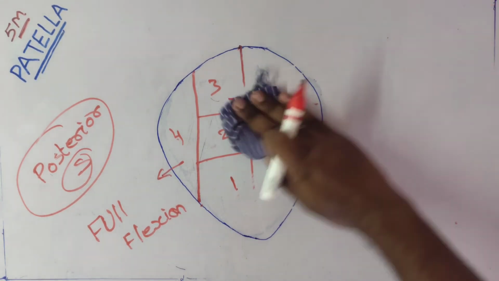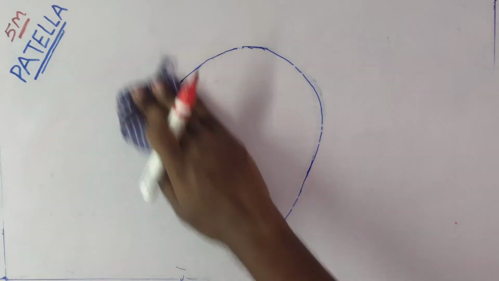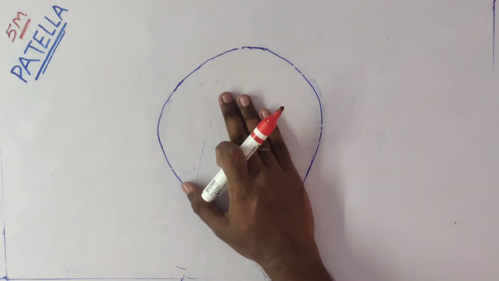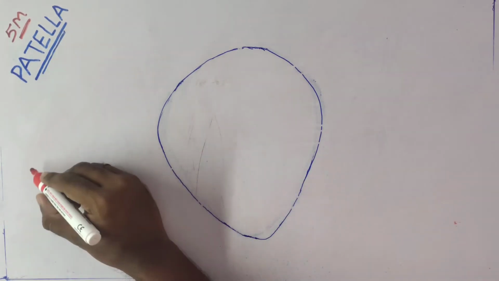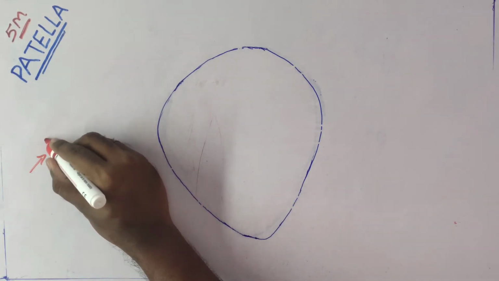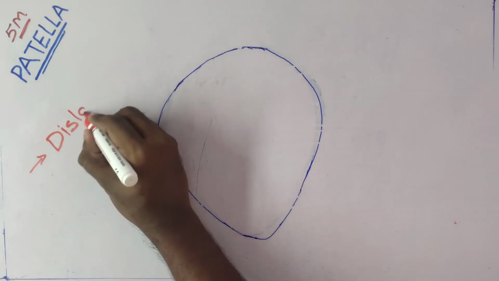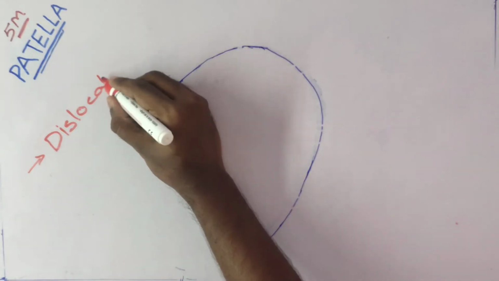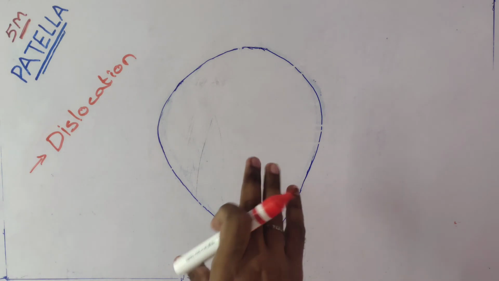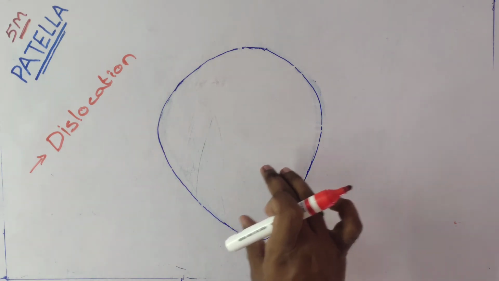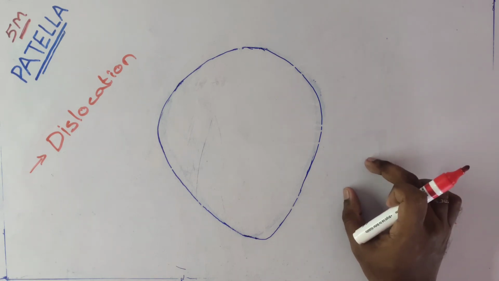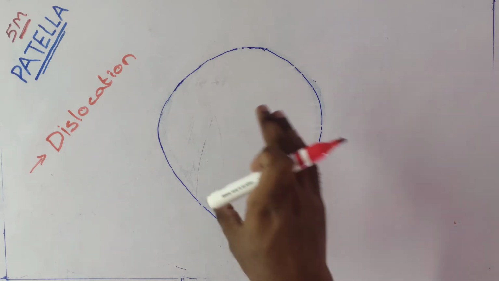Now coming to the clinical aspects of this patella bone. The patella also belongs to the synovial joint of the knee joint. So for any bone that belongs to a synovial joint, the first thing is dislocation. This is common for every bone that belongs to a synovial joint. Dislocation of the patella occurs because of angulation between the long axis of the thigh and leg. If this angle is more, there will be dislocation of the patella bone.